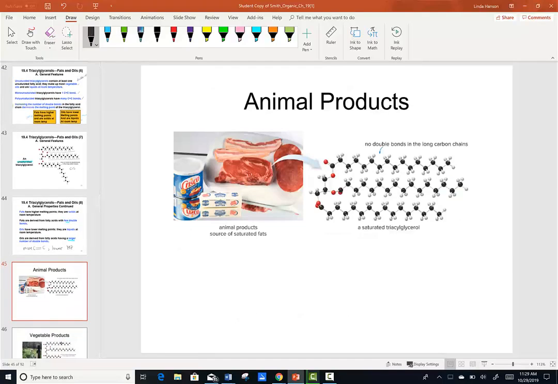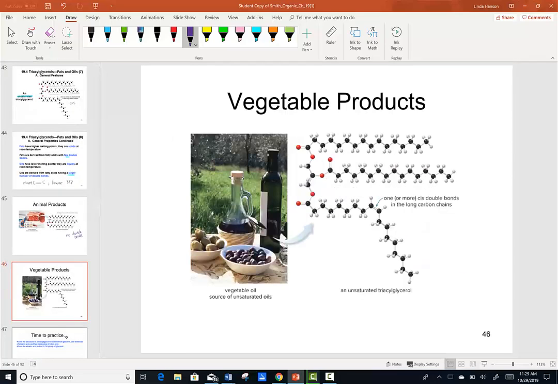Animal products give us saturated fats. Animal products give us a saturated triacylglycerol. From animals, they contain no double bonds. From vegetable products, such as olive oil, canola oil, lots of varieties, we can see that they are unsaturated triacylglycerols. And it's unsaturated when I recognize a double bond in the cis configuration.